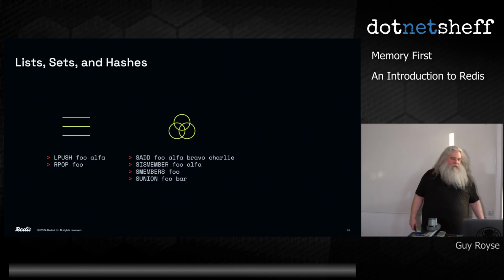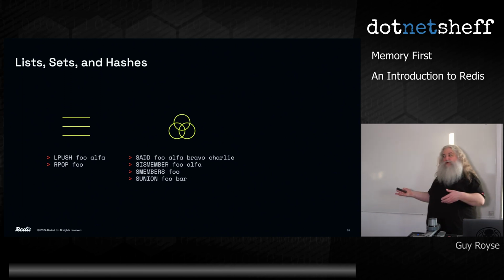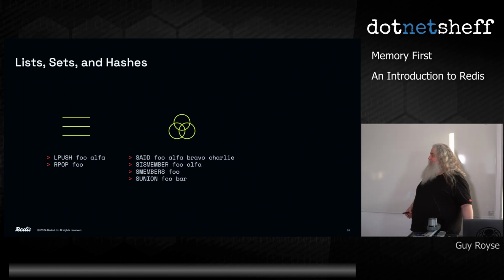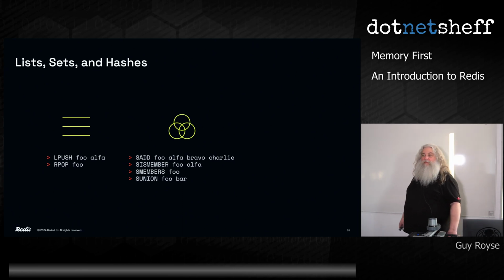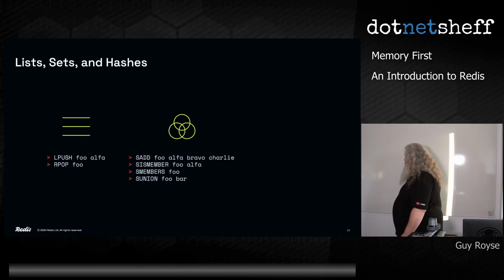You've got the s is member. Is alpha a member of the set? And it will return 1 or 0, whether it is or it isn't. Or as I like to call it, the sys member. You've got the s members command, which will give you all the members of a set, or the smembers command.